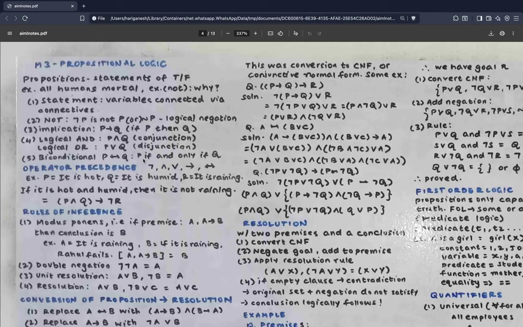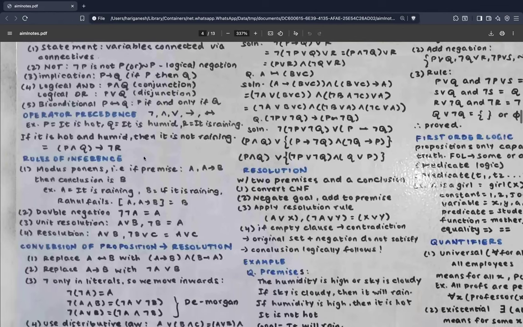Operator precedence is also quite intuitive. There's an example here. P is it is hot, Q is it is humid, R is it is raining. If the statement given is if it is hot and humid, then it is not raining, then if it is hot refers to P, and humid refers to Q, and it is not raining is not R. So P and Q arrow not R. This basically means if P and Q are true, then not R is true.